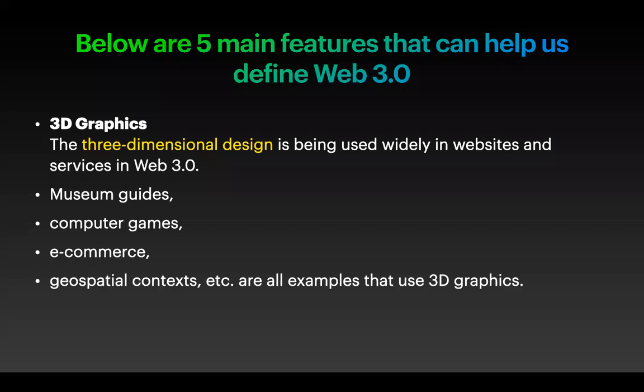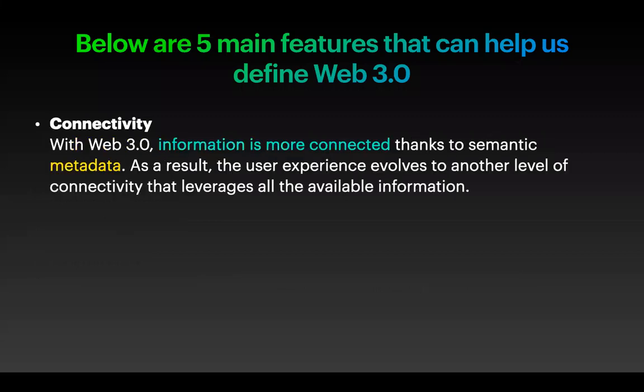These are all possible with the help of 3D graphics. So the pillars were semantic web, artificial intelligence, 3D graphics, and connectivity. I hope everybody knows about semantic metadata, so information is more connected. These things will be understood better when we take up the example. The connectivity of the information helps increase the overall user experience.